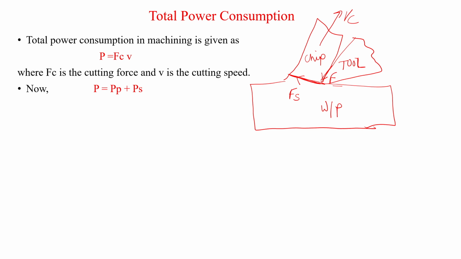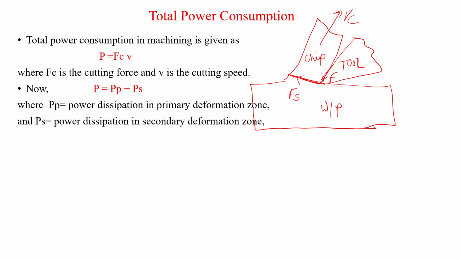So basically what I was telling, the total power consumed is Fc into V, where Fc is the cutting force and V is the cutting velocity. But this total power can be divided into two powers, one is PP and one is PS. PP is the power dissipation in the primary deformation zone, and PS is the power dissipation in the secondary deformation zone. We have already discussed the primary deformation zone is the shear zone, and the secondary deformation zone is the zone where chip flows on the rake surface, right?